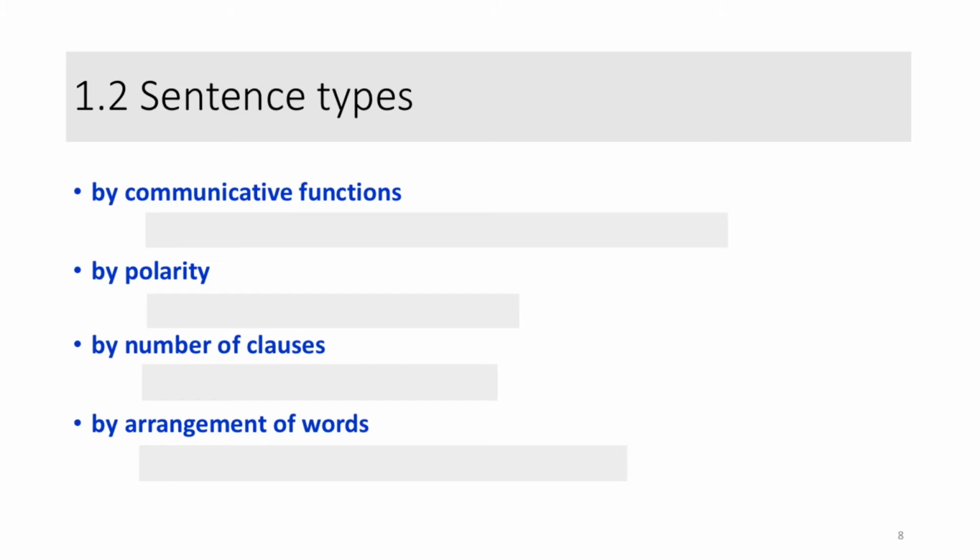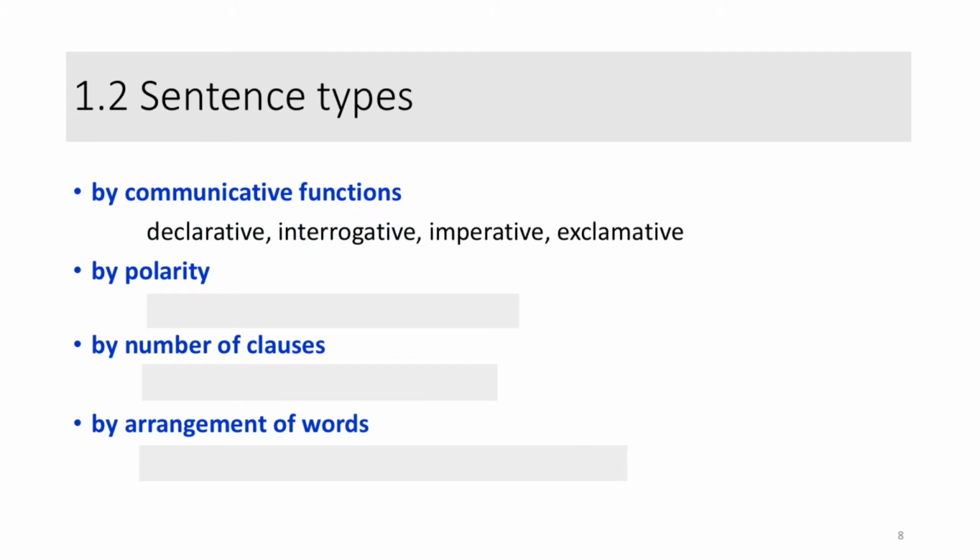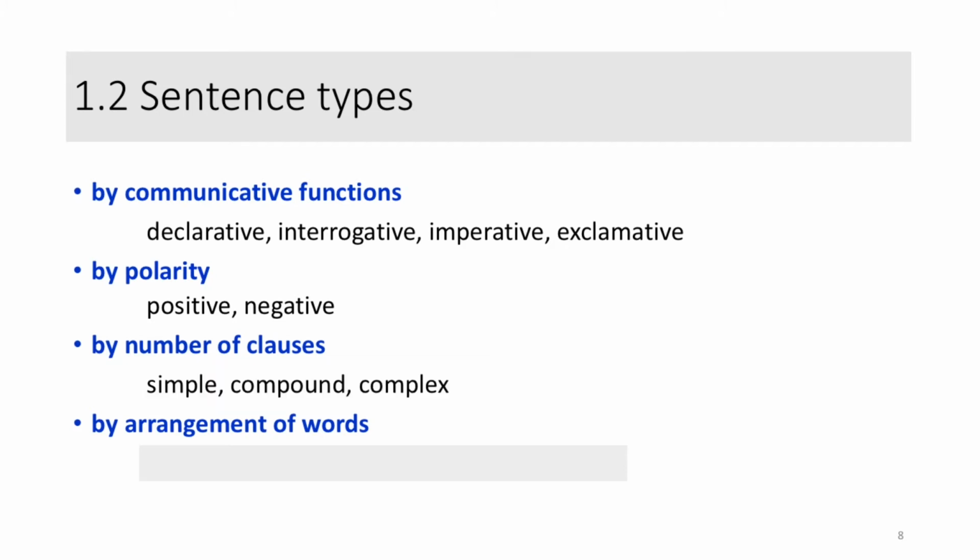Sentences can be classified in several ways. Here, we are going to have a look at sentence types according to communicative functions, plurality, number of clauses, and arrangement of words. First, based on communicative function, there are 4 types of sentences: declarative, interrogative, imperative, and exclamative. On the other hand, by plurality, there are 2 types: positive and negative. According to number of clauses, however, there are 3 types: simple, compound, and complex. And finally, by arrangement of words, there are 2 types: basic word order and rearrangement of words.